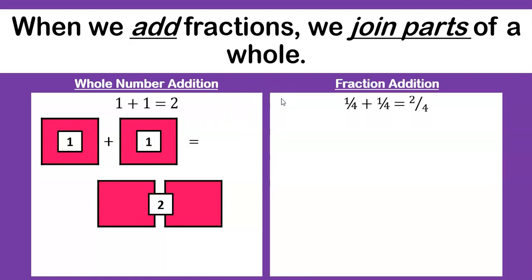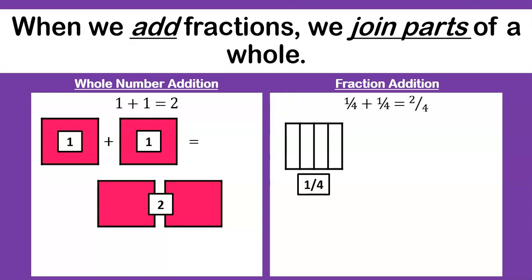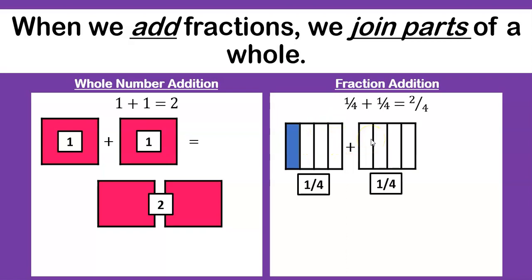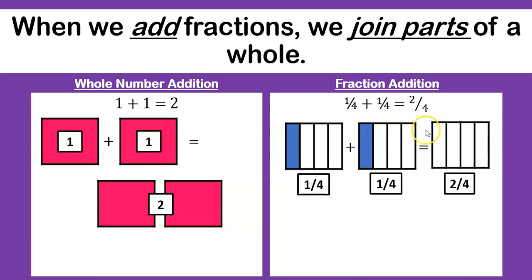So in fraction addition, if I had the problem 1/4 plus 1/4 equals 2/4, how would I add that? I would say 1/4. Remember, when I have a fourth, my whole is divided into four parts. 1, 2, 3, 4. So there's my 1/4. And then if I add a fourth, remember I have the same whole divided into four parts. I add one more. And when I put those two parts together in my whole, I get 2/4.